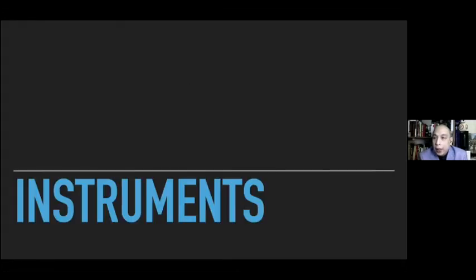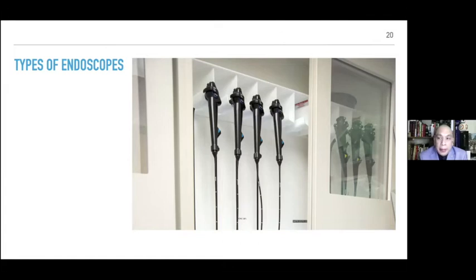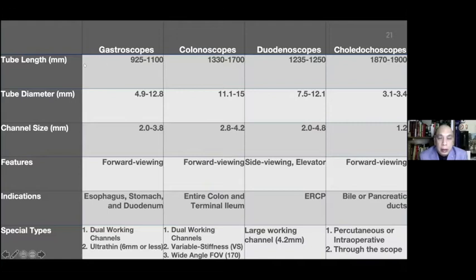And now we go to the instruments, or the accessories, that we use in surgical endoscopy. There are different types of endoscopes depending on the length, the diameter, channel size, and other features of each scope. The channel size usually ranges from 2 to 4.8 millimeters. Once above 3.8, we call that a therapeutic scope already. And anything with a lower diameter is a diagnostic scope.